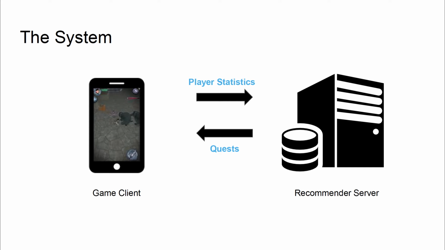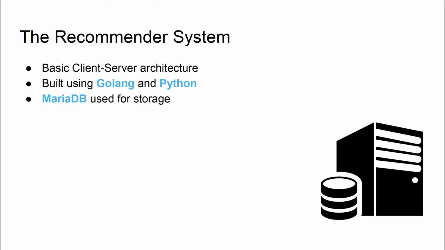So some of the features of the recommender system are it uses a basic client-server architecture. It uses Golang and Python for its development. It uses MariaDB for storage, which is an SQL-based database. And again, I'm not going to go into too much detail about that, but if you have a question, you can ask me after the end of the talk. Now let's go to the important stuff.